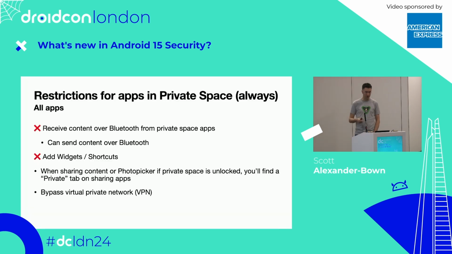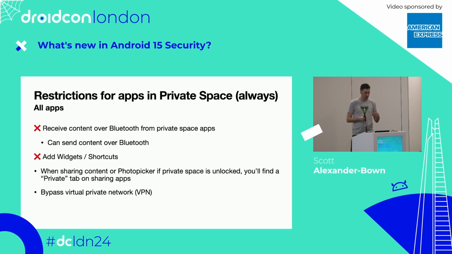So what are the restrictions around private space? Always, for all apps, you can't receive Bluetooth content. You can send Bluetooth content, but you can't receive it. You also can't add widgets or shortcuts if you're installed into private space. So if you're a widget only app, then this area isn't for you. And when you're sharing content, if you're using the photo picker that Google have backported, I think, to Android 11, if private space is unlocked, there are two tabs, and you can share directly to private space apps, but only when it's unlocked.